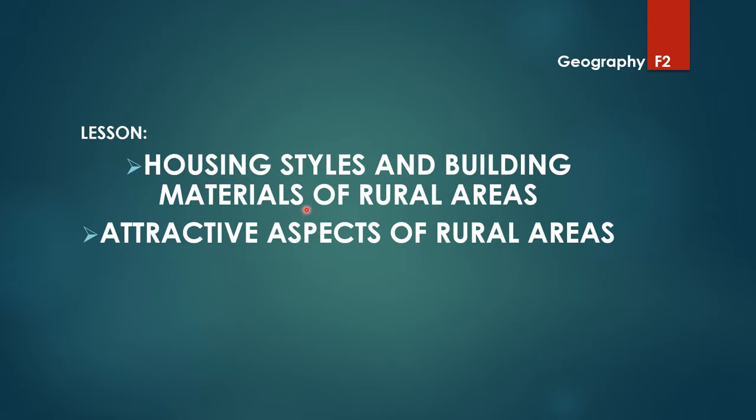Concerning our lessons of today, it is entitled Housing Styles and Building Materials of Rural Areas. And secondly, we have attractive aspects of rural areas. From this topic, you can start thinking of the housing styles and the materials that people in rural areas use in order to build their houses. And secondly, what exists in the rural areas that attracts people into these areas.